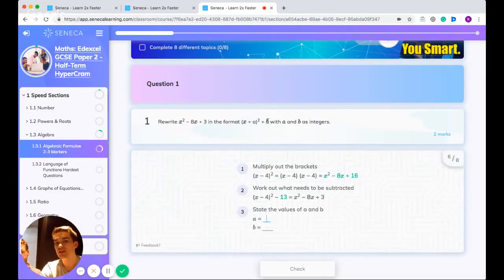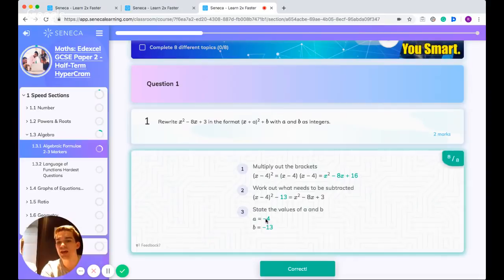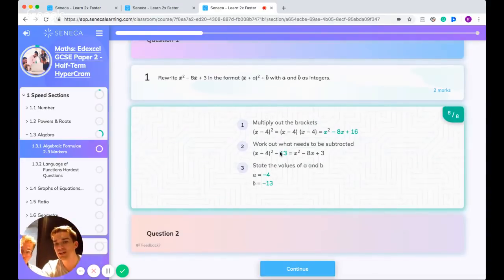Then the question asks, don't forget, what are a and b as integers? Are they integers now, John? Yes, they are whole numbers. So a is minus 4, and b is minus 13. Don't forget, just because it says 13 here doesn't mean it's a plus 13. Look at the sign as well.